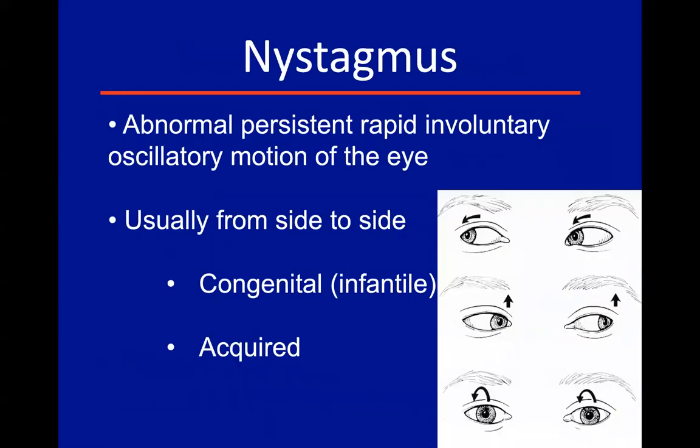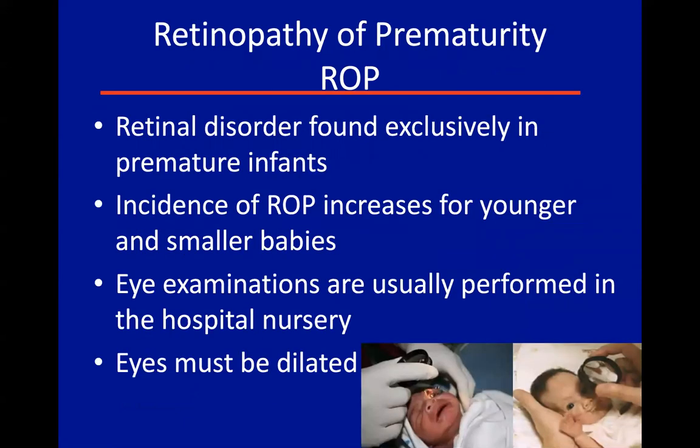Let's spend just a minute or two on nystagmus. You hear that? Ra'a, the movement, the fast movement. This is an abnormal, persistent, rapid, involuntary, oscillatory motion of the eye, usually from side to side. It can be congenital or acquired. Another topic I'd like to talk to you about is retinopathy of prematurity. This again, this would be under pediatrics.